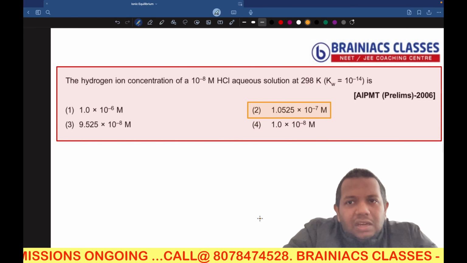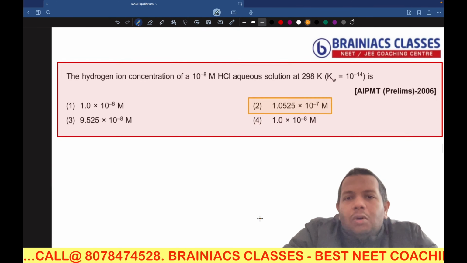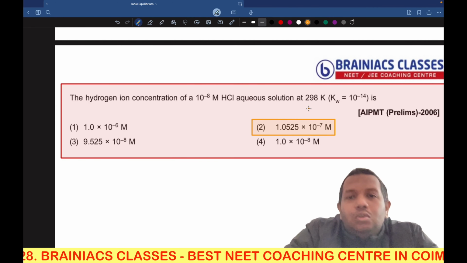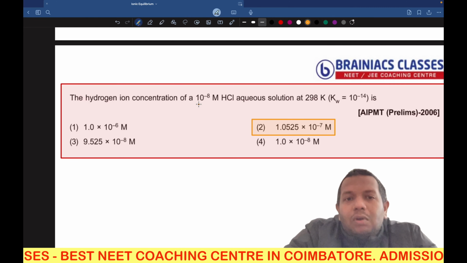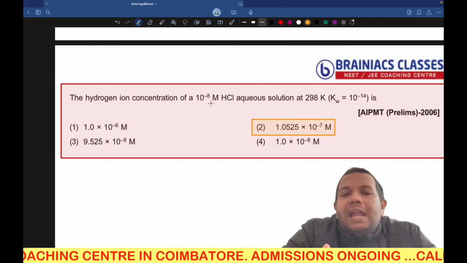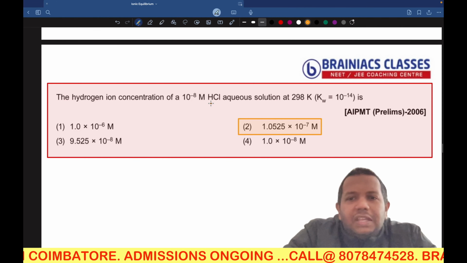Why I am not writing it down is because we already did a question of similar nature in the first question, almost a similar concept. But here it is clearly mentioned that it's an aqueous solution, at 298 Kelvin, and that its concentration is 10 power minus 8 molar, which is comparable to that of water. Okay, I hope it is clear.